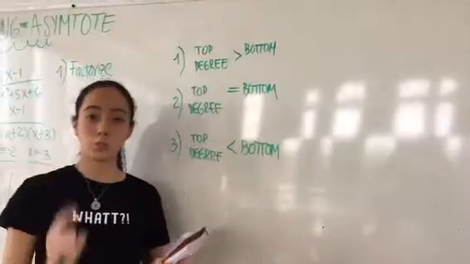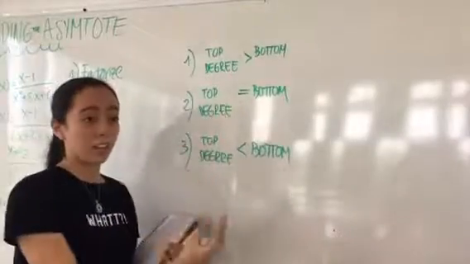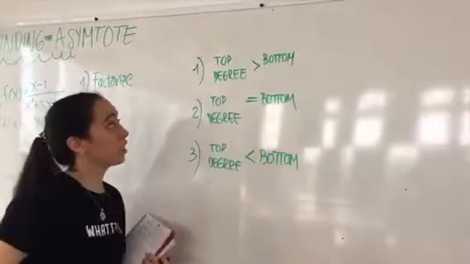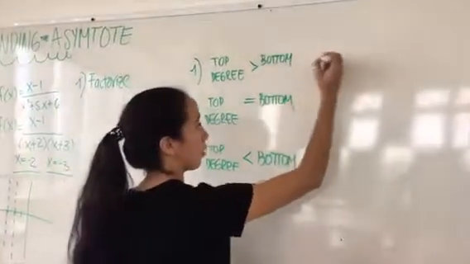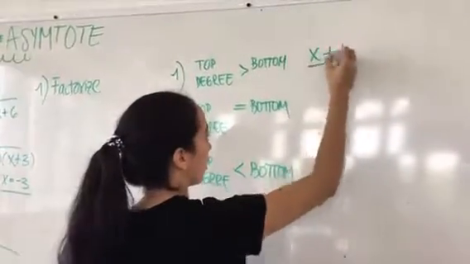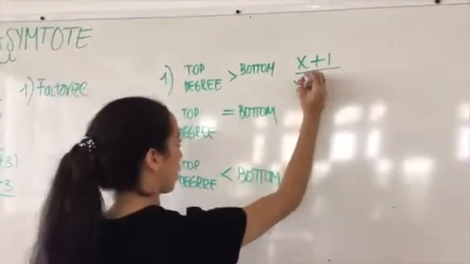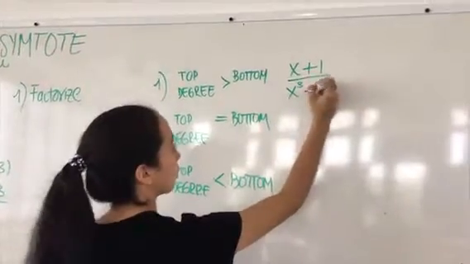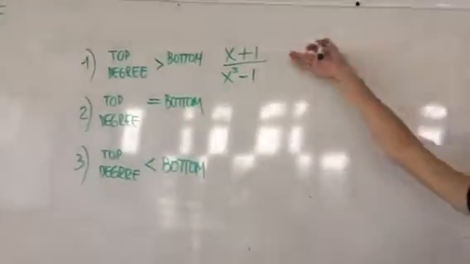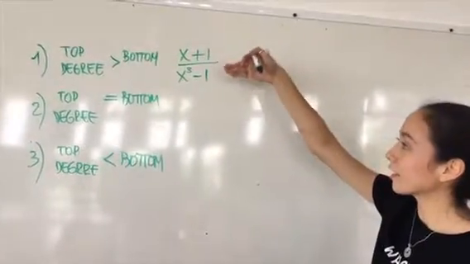To find the horizontal asymptote, there are three kinds of equations. First, if the top degree is bigger than the bottom, for example, x plus 1 as a numerator and x cubed minus 1 as a denominator. In this case, always, when the top is bigger or smaller than the bottom.